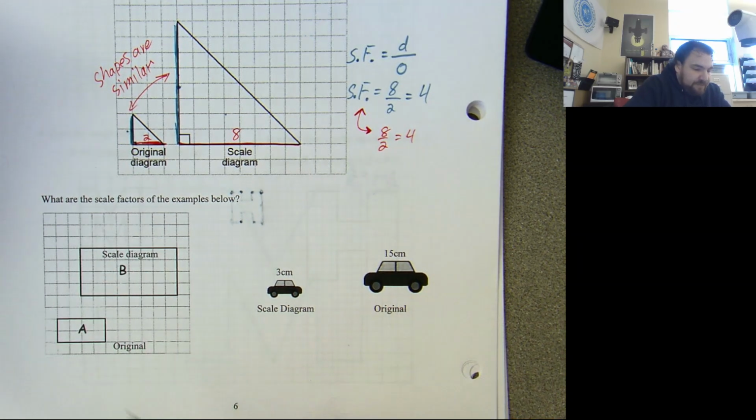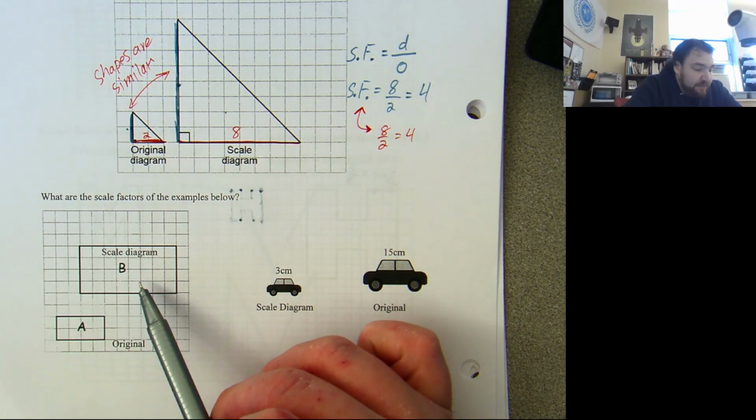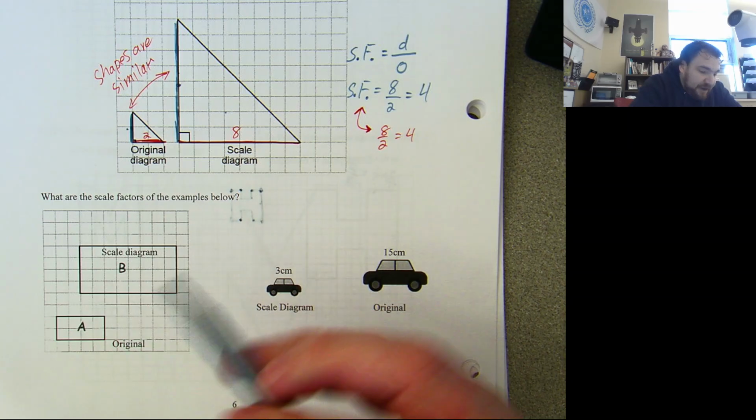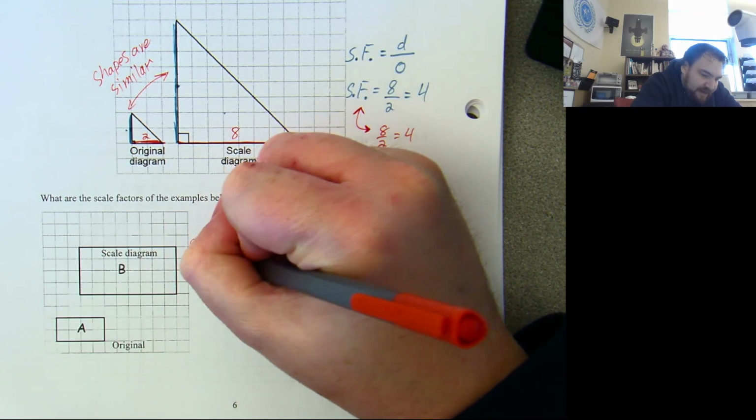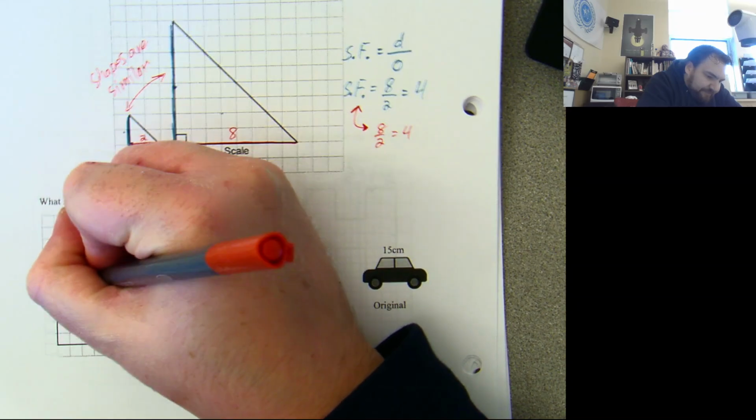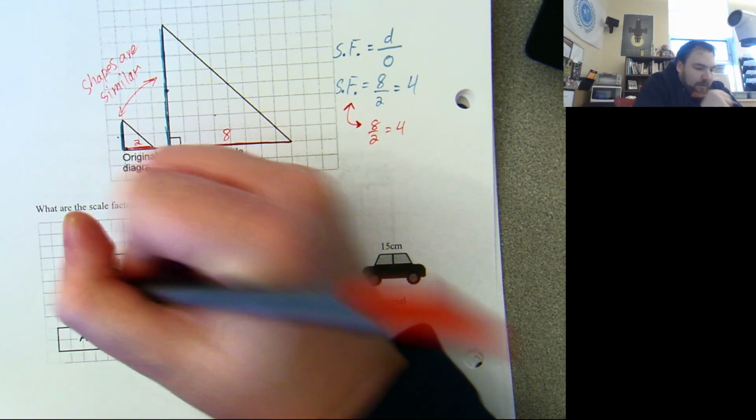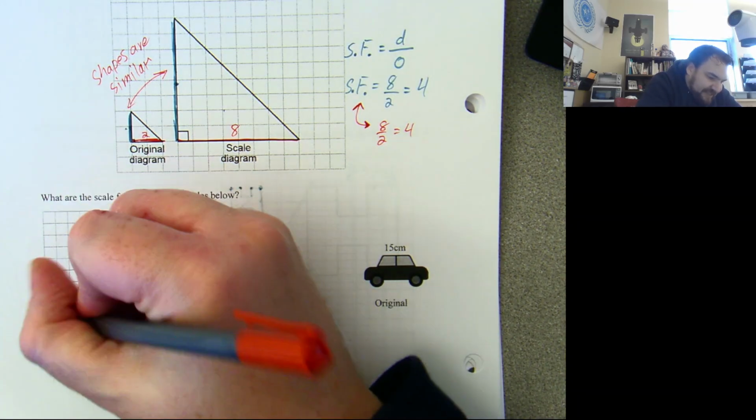So we'll take a look at these last two. I've got 2 more to take a look at, the rectangle and these cars. What are the scale factors of the examples below? Well, I've got original is A, scale diagram is B. So I want to figure out what the scale factor is. Remember, the scale factor, SF, is equal to the diagram length divided by the original. So I just have to pick some sides, pick a side in one of them, and then find the corresponding side in the other. So this one, I'll pick this guy here, the left edge. Now these guys are oriented the same way, so the corresponding side on the original is this left edge down here.